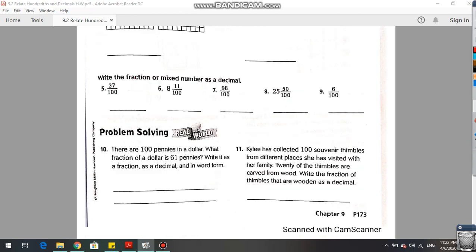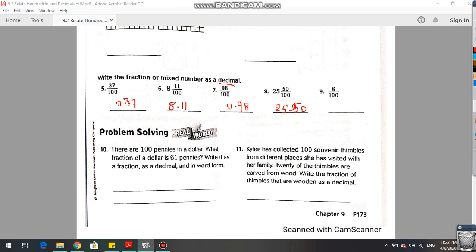Now number 5, write the fraction or mixed number as decimal. 37 hundredths, so it's gonna be 0.37. 8 and 11 hundredths, it's gonna be 8.11. 98 hundredths, so it's gonna be 0.98. 25 and 50 hundredths, so it's gonna be 25.50. Oh, it's 50, guys.